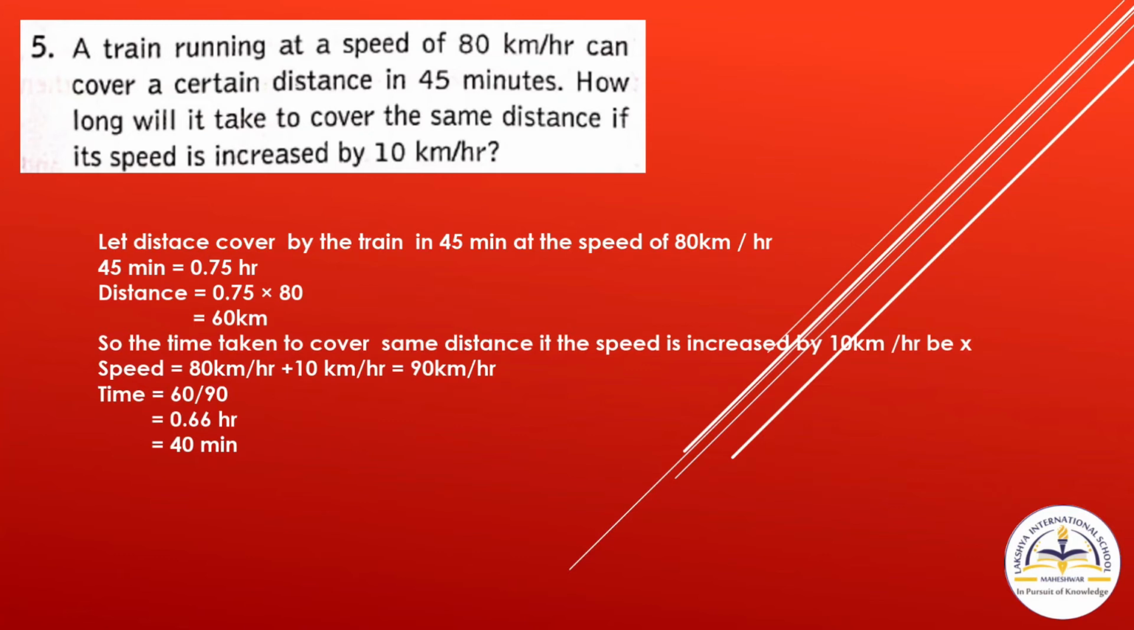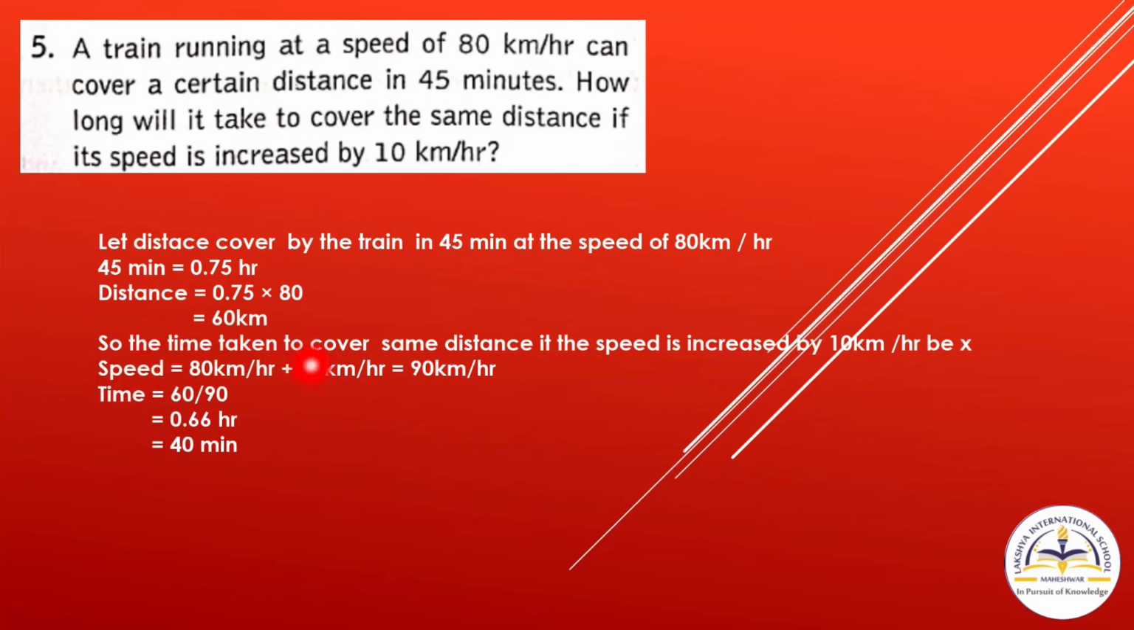Now question number 5. A train running at a speed of 80 km per hour can cover a certain distance in 45 minutes. How long will it take to cover the same distance if its speed is increased by 10 km per hour? Let the distance covered by the train in 45 minutes at the speed of 80 km per hour be found first. 45 minutes, when converted into hours, becomes 0.75 hour. So distance equals 0.75 hour into 80 km per hour. Now the distance will be 60 km.